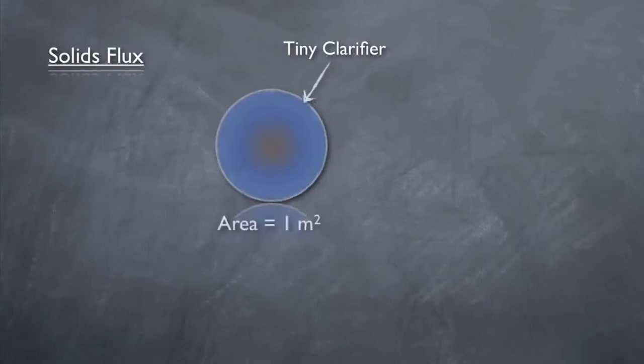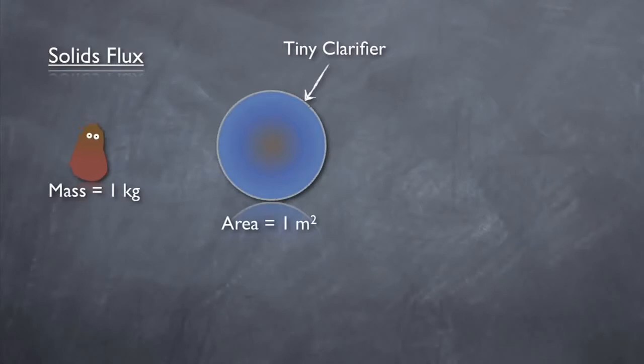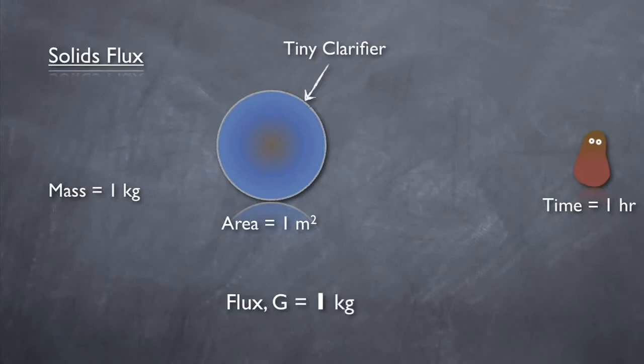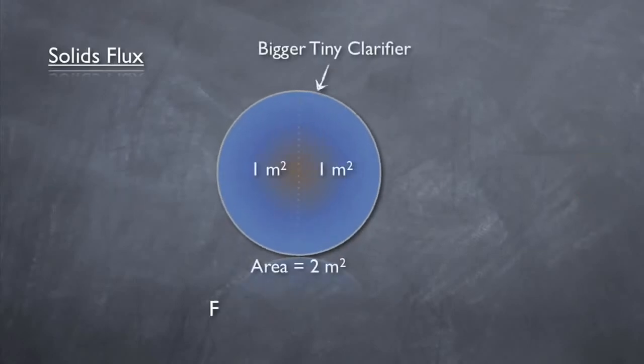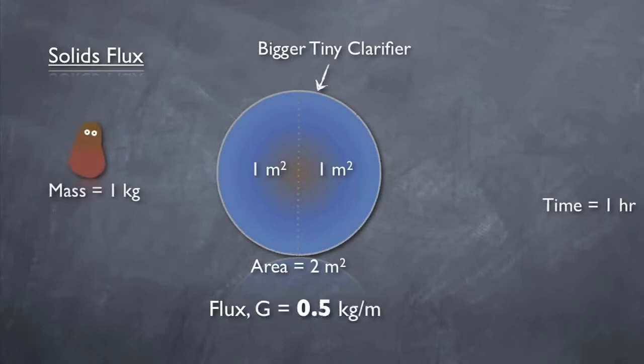Imagine a tiny clarifier with a surface area of only 1 square meter. The flux in this case would be equal to the total mass of solids passing through the clarifier in 1 hour. So if 1 kilogram of mass were to pass through in 1 hour, the flux would be 1 kilogram per meter squared hour. Now if the surface area of the tiny clarifier was doubled, but the same mass of solids passed through in the same amount of time, the solids flux would be half.